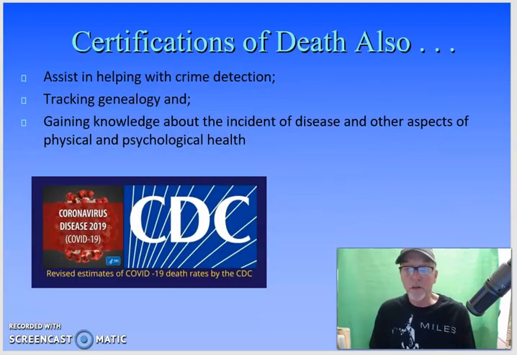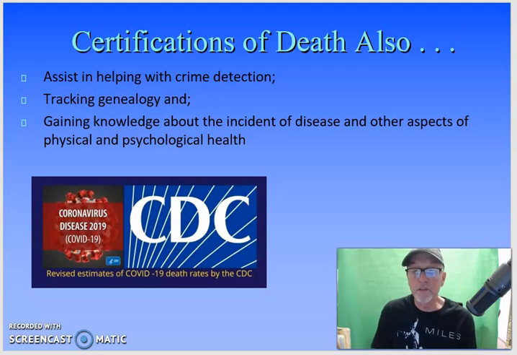Certificates of death also assist in helping with crime detection. They can help with tracking genealogy and family history. And they can also be important for gaining knowledge about the incident of disease and other aspects of physical and psychological health.